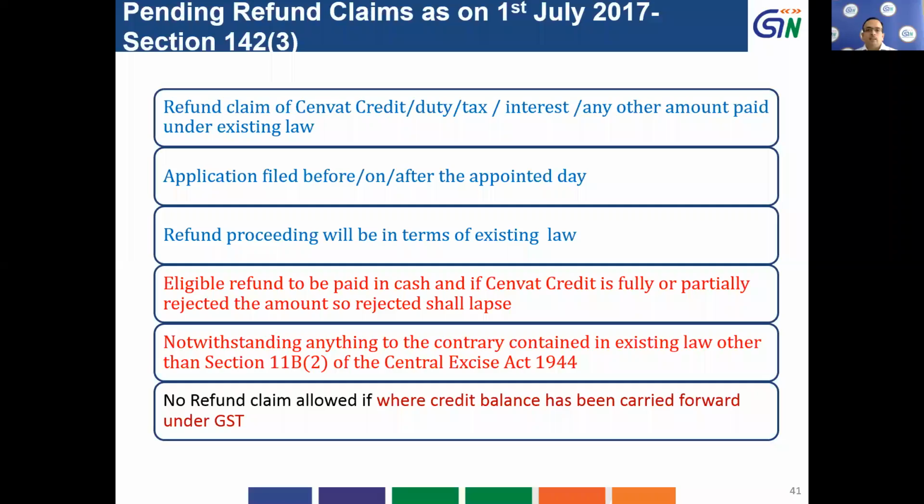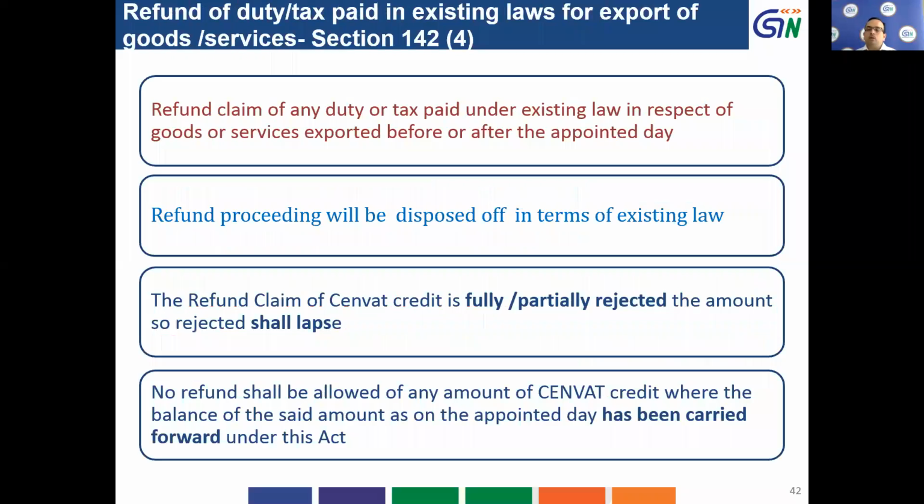But he has to first prove that section 11B(2) of the Central Excise Act is not applicable to him, in the sense that the benefit of credit has not been passed on by him. And if he has already shown this refund claim and the credit balance has been carried forward, he will not be eligible for any refund claim. So that's about refund of tax credit under the existing law.